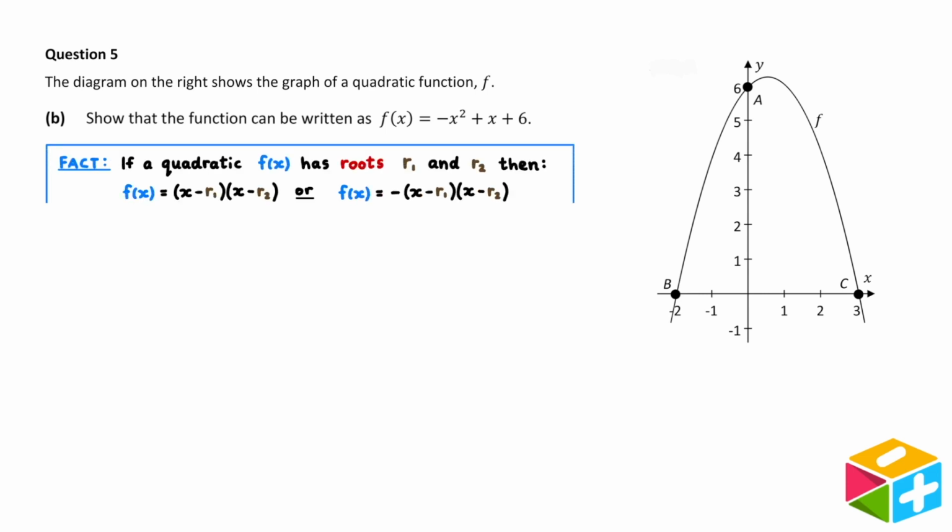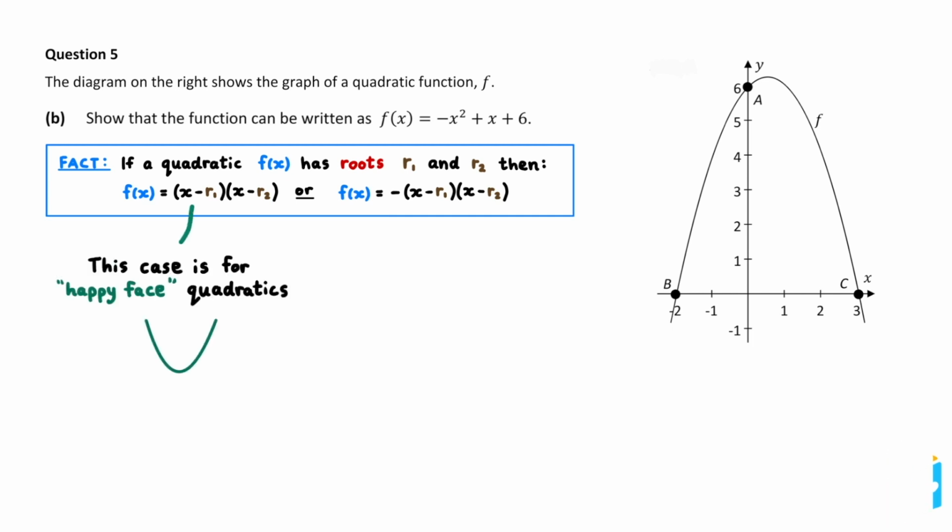There is a useful fact about quadratics which will help us here. If a quadratic, f of x, has roots r1 and r2, then f of x is equal to x minus r1 times x minus r2, or f of x is equal to minus x minus r1 times x minus r2. The only difference between these two options is the minus sign.